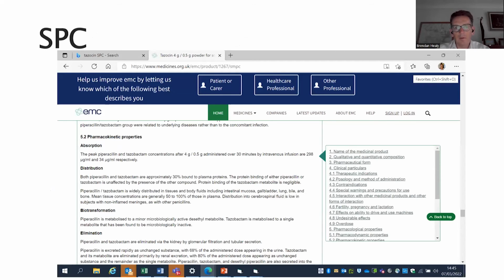And you can get a lot of this information about the pharmacokinetic properties by just putting in the SPC. So in this example, I've put Tazocin SPC as a search. Then I've brought up the SPC, which in this case is the EMC. And I've got information about its absorption, its distribution, its elimination. And I can use that in a situation where it's not working to try and unpick what might be going wrong.